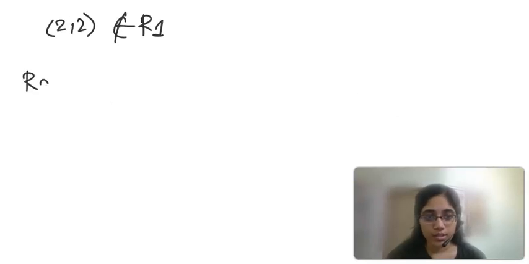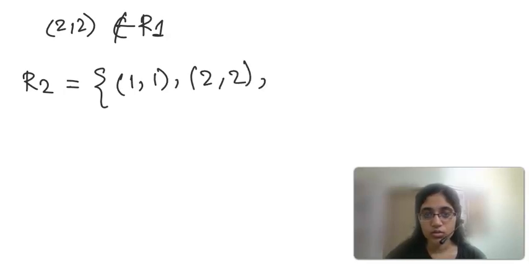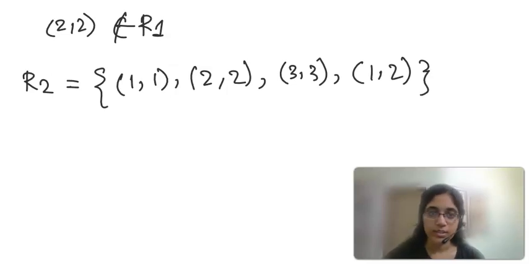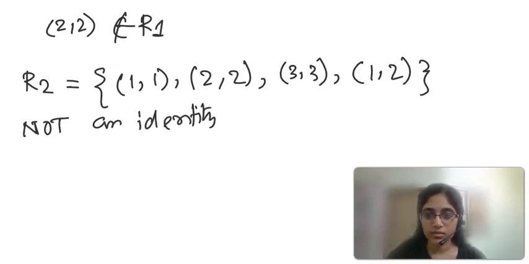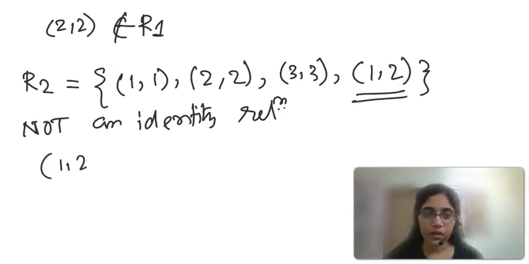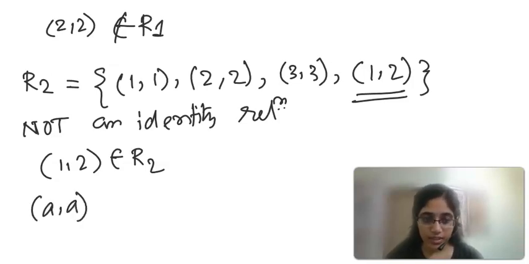Now consider the example R2, that is {(1,1), (2,2), (3,3), (1,2)}. Suppose this is a relation R2. This is also not an identity relation. Why? Because this term (1,2) is here. (1,2) belongs to R2. But in order to be an identity relation, only the terms of the form (a, a) can belong to the relation.